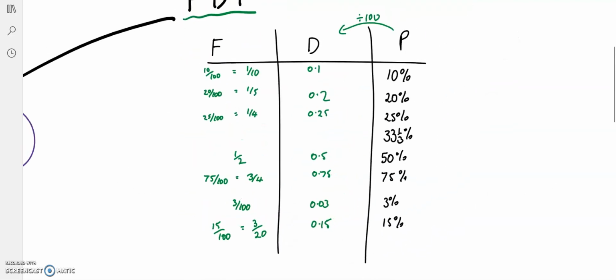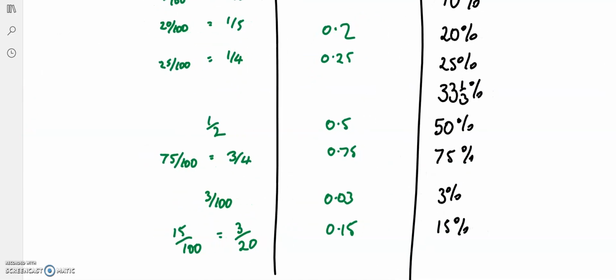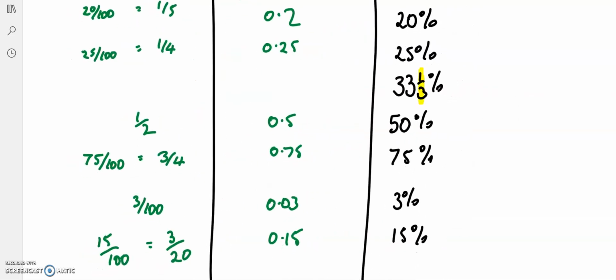So hopefully you can see how to get from percentages to decimals, percentages to fractions. If we wanted to go the other way, we would simply multiply by 100. You'll notice that we've left one blank. 33 1/3%. There is a bit of a clue in the question, and it's the fact that it says a third. So if I just zoom right in here, 33 1/3% is the fraction 1/3. So if we're ever asked to figure out 33 1/3%, that is a third.